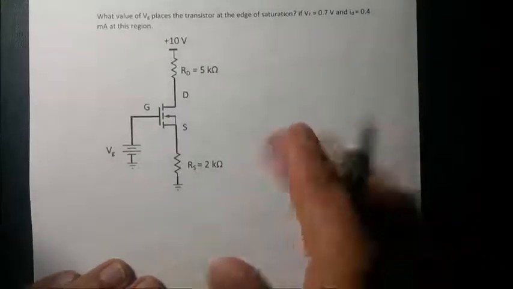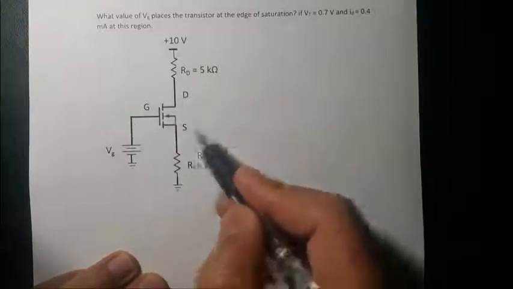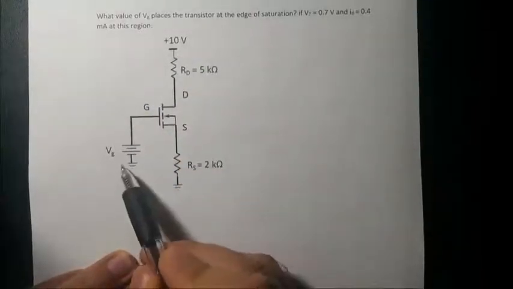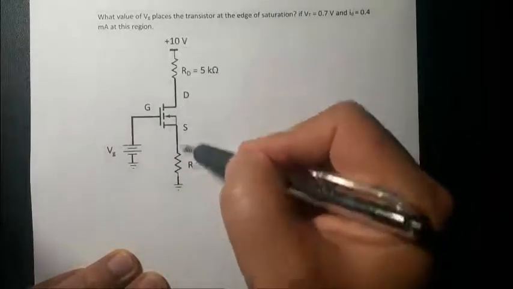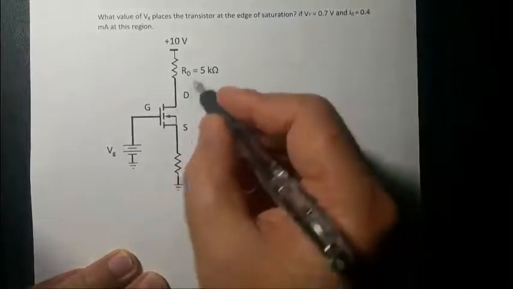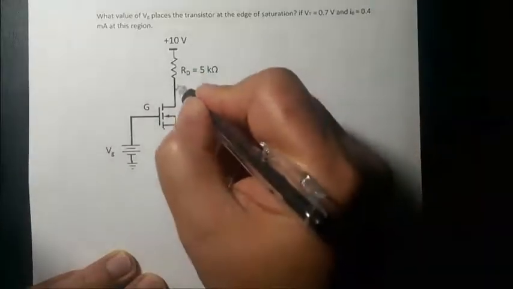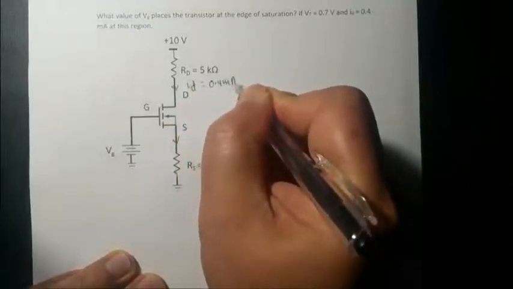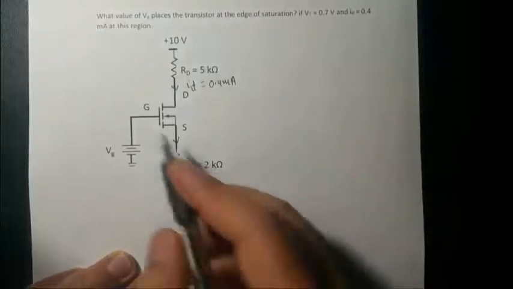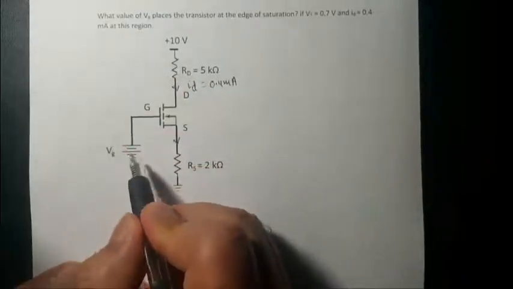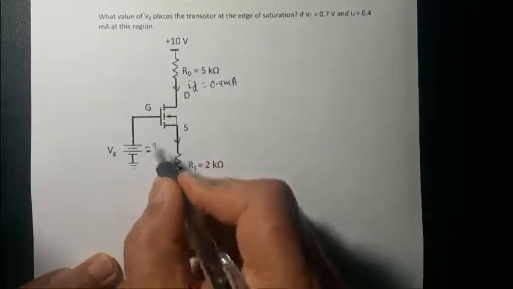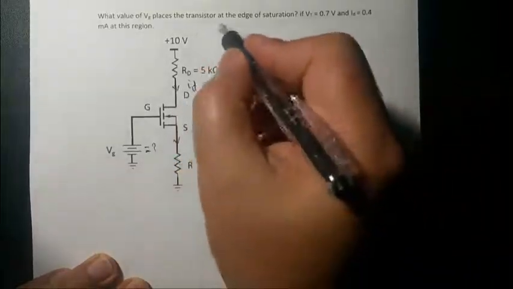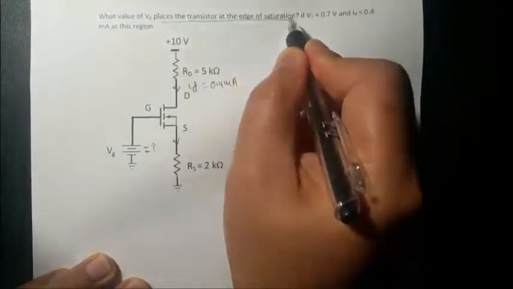So the next question is: the transistor is biased as shown in the figure. This will bias the gate and this will bias the drain source. And it says at this bias position there's a drain current. The drain current is given to you as 0.4 milliamp. And these are the resistors, and it's asking what value of this VG, this battery or the bias voltage for the gate, will place the transistor at the edge of the saturation.